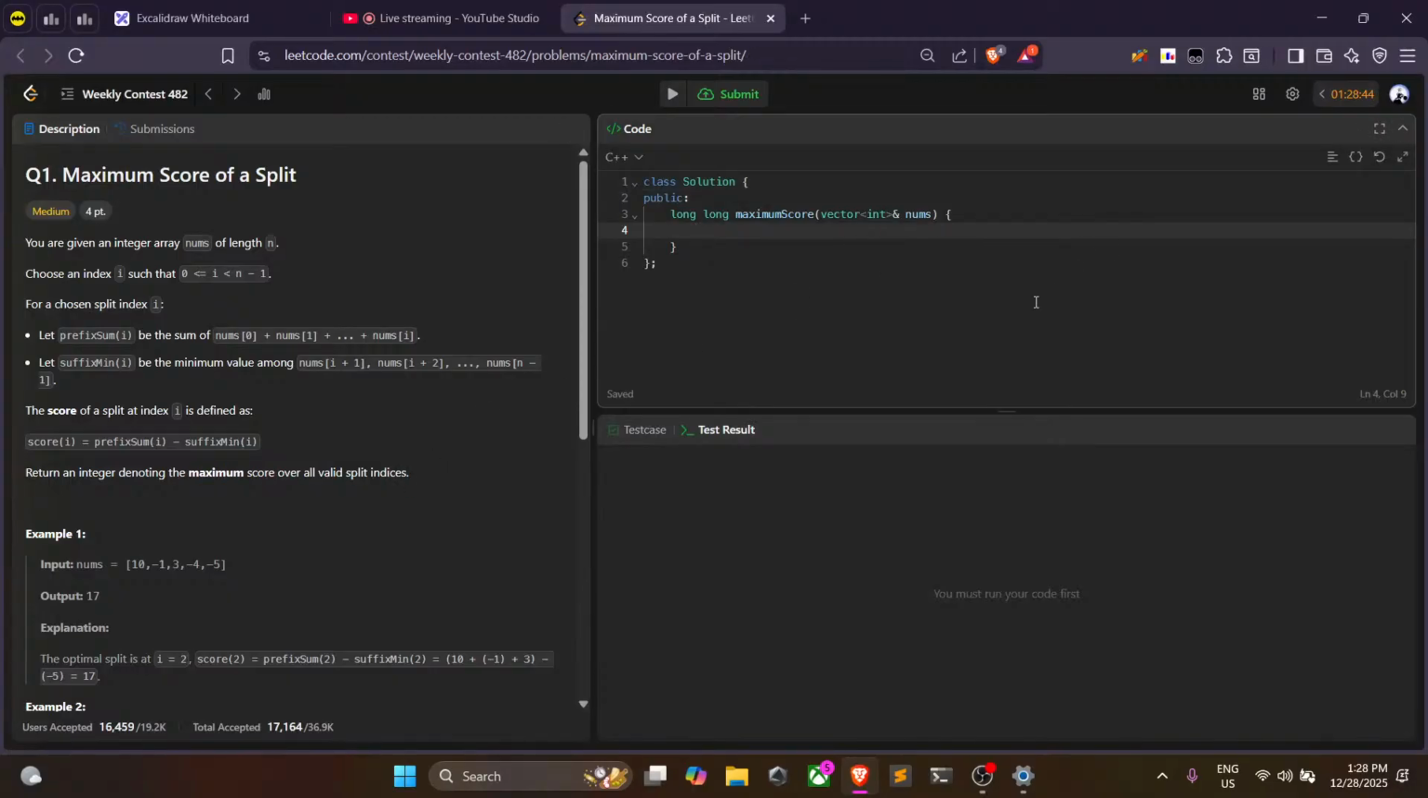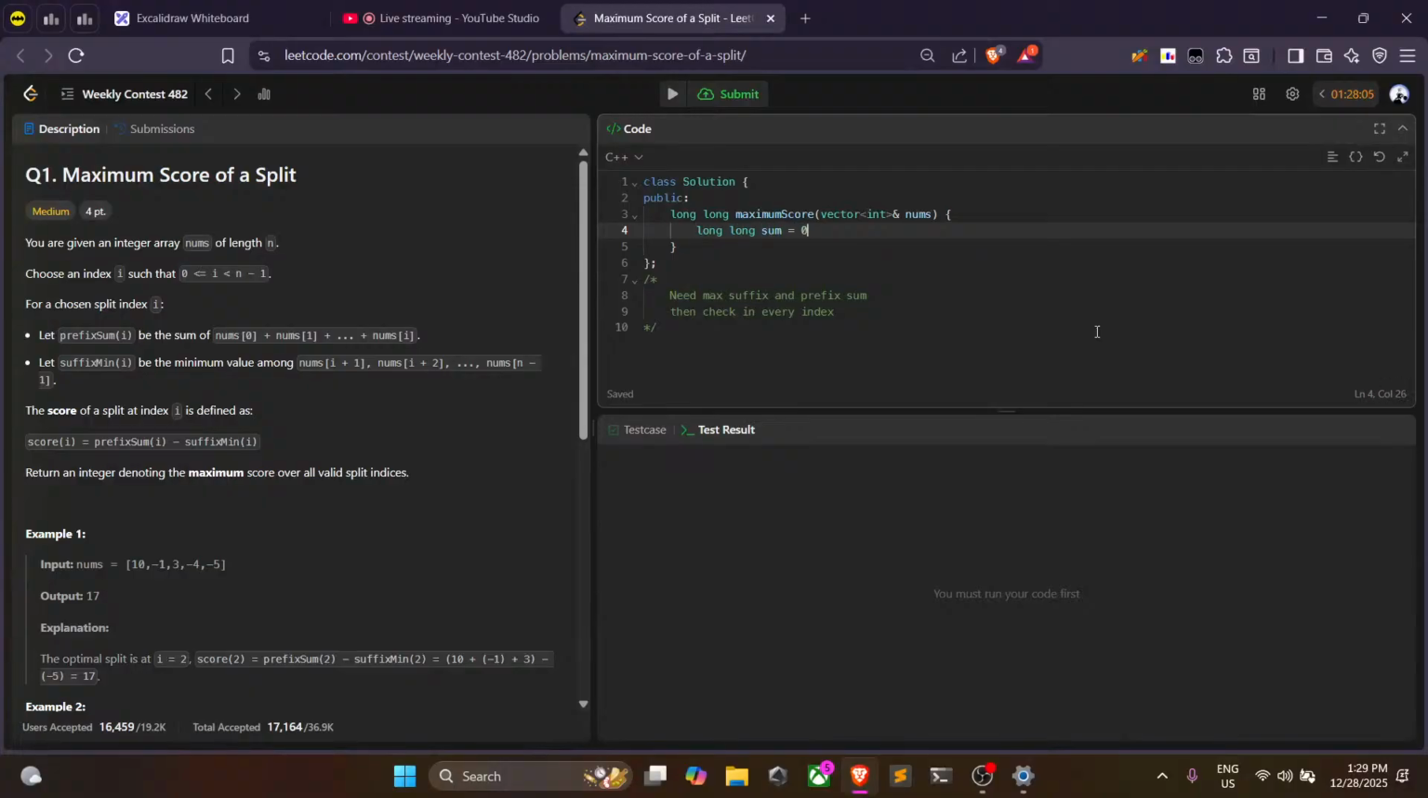So isn't it just straightforward? We just need the min suffix and prefix sum, then brute force. Brute force means check every index. It's just whatever the question tells, the same thing.